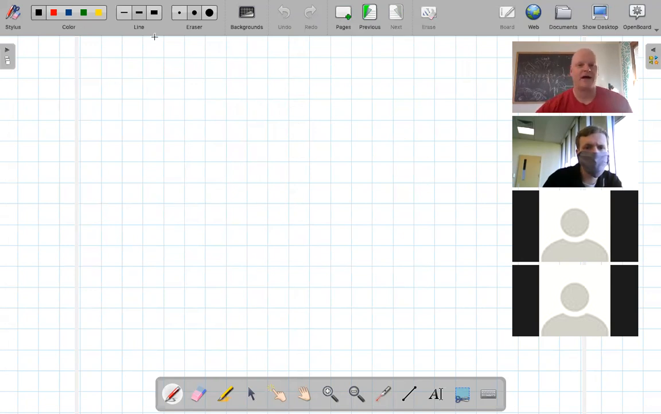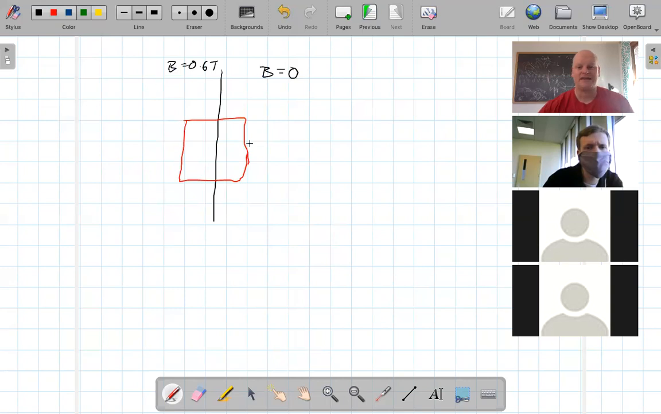So again, this is my magnetic field region. This is my B equal to 0.6 Tesla. This is my B equal to 0. And again, let's draw that intermediate region where my loop is here. So this is my loop. Again, this thing is moving with constant velocity in this direction. And what we just said was that the current is flowing in this direction.